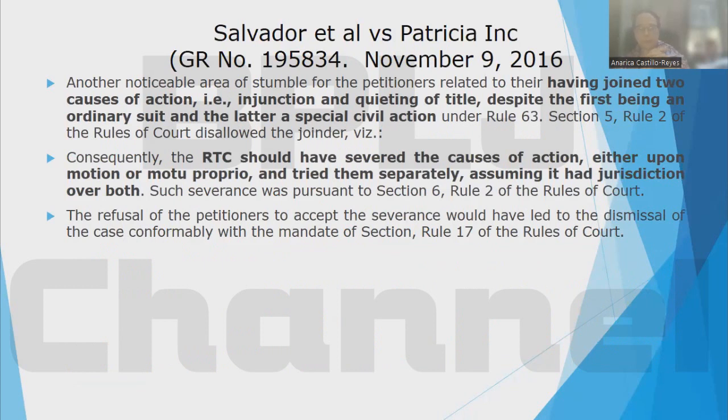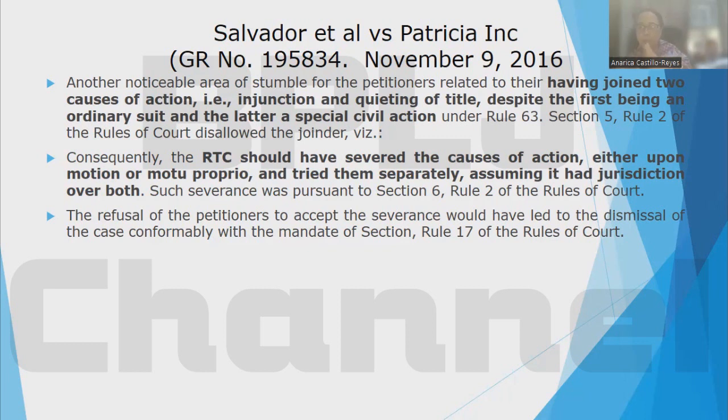The case of Salvador, the Supreme Court said, having joined two, can an action for injunction and quieting of title be joined in one proceeding? Remember that an action for injunction is a special civil action, while quieting of title is an ordinary civil action. The Supreme Court said no. The RTC should have severed the causes of action either upon motion or motu proprio and tried them separately, assuming it had jurisdiction. The refusal of the petitioners to accept the severance would have led to the dismissal of the case conformably with the mandate of Rule 70.